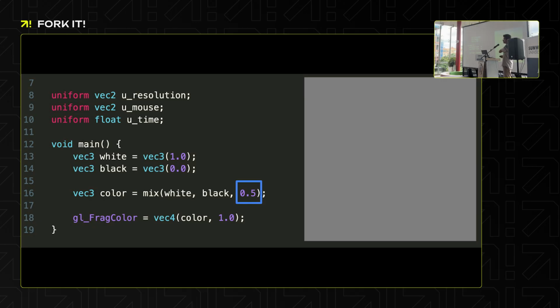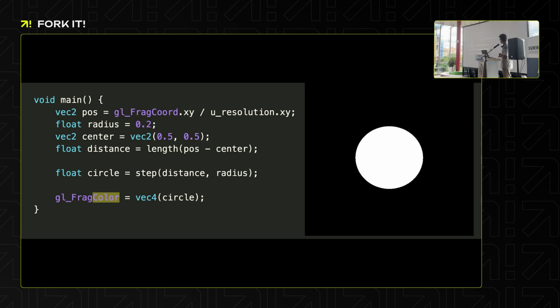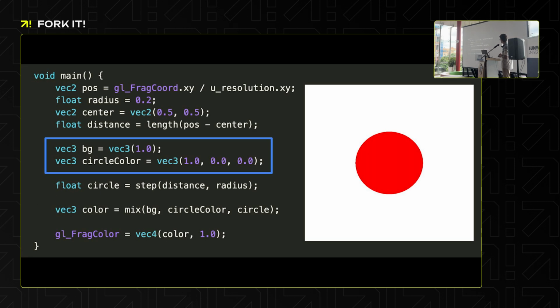So it's 50% white and 50% black. We can use this with step. Step returns 0 and 1, so we can use this and step to have a background and circle color. If we go back to our example here, let's add the mix.